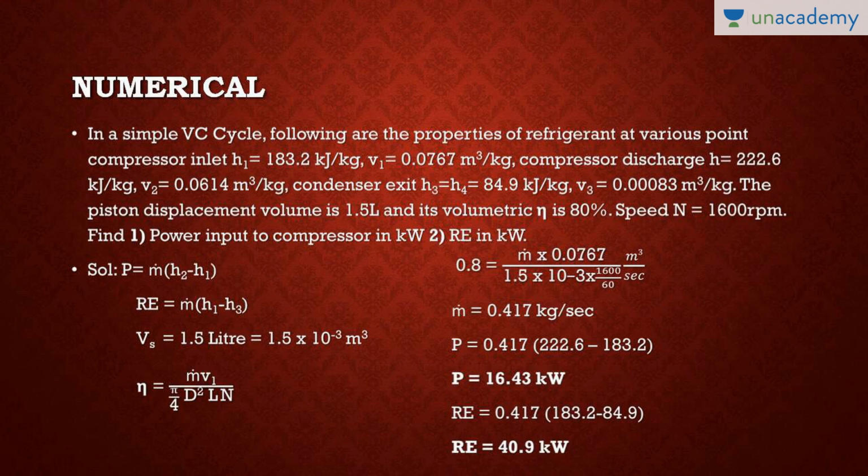I am again repeating, volumetric efficiency is m dot into v1 upon pi by 4 d square into L, which is 1.5 liter, which is 1.5 into 10 raised to power minus 3 into 1600 by 60, because revolutions per minute is given, so we have to divide by 60. So mass flow rate would be 0.417 and power is 0.417 into H2 minus H1, which is 222.6 minus 183.2, which is 16.43.